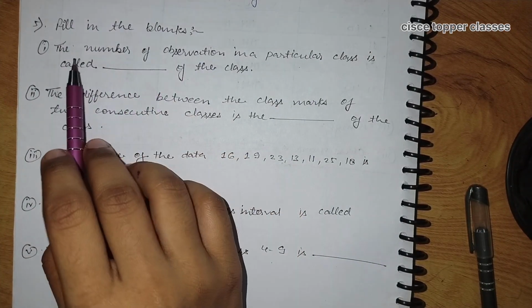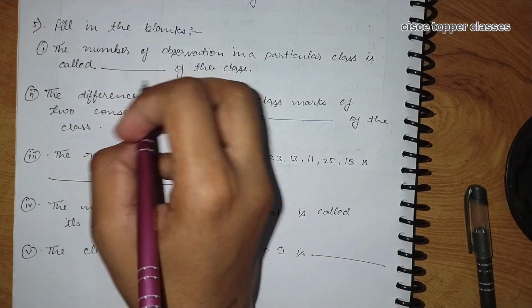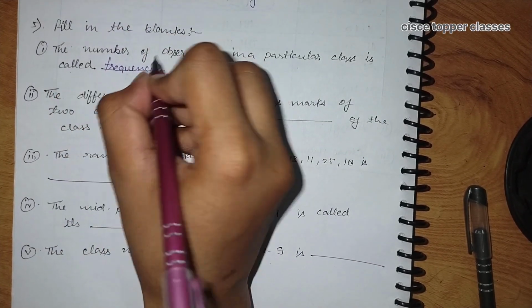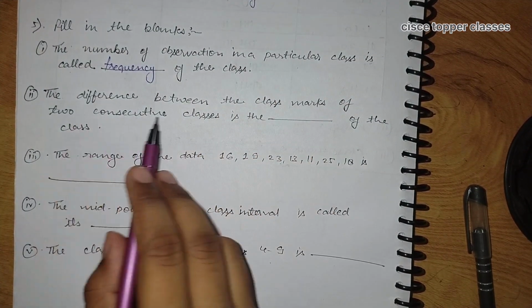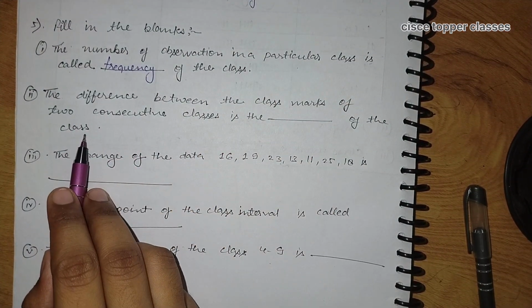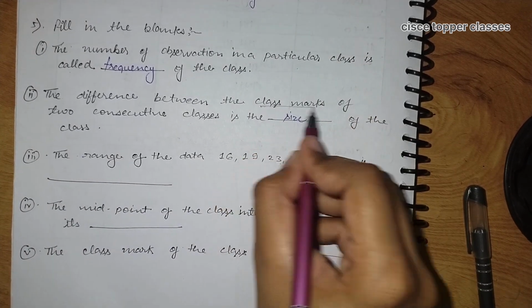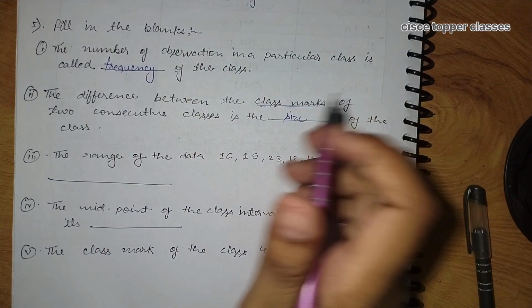We have to fill in the blanks here. The number of observations in a particular class is called what of the class? So we know this is frequency. And the difference between the class marks of two consecutive classes is the size of the class, we know, because the difference between the class marks of two consecutive classes is the size here.